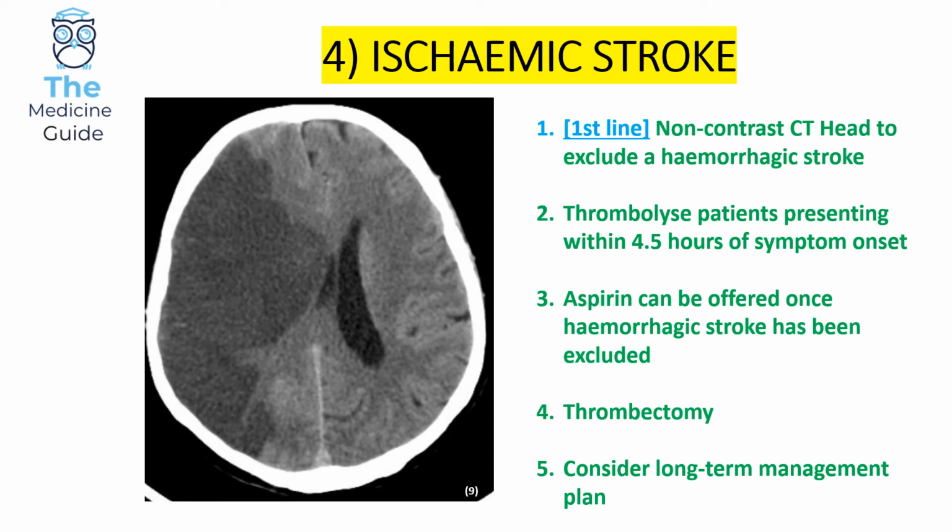A patient who is presenting with signs suggestive of an ischemic stroke firstly needs to have a non-contrast CT head as their first line investigation, and the whole point of performing the non-contrast CT head is to exclude a hemorrhagic stroke. Then we need to thrombolyse patients who are presenting within 4.5 hours of the symptom onset. Now, once the hemorrhagic stroke has been excluded, these patients can receive aspirin if it's an ischemic stroke. So just to clarify, once the hemorrhagic stroke has been excluded, the patient can receive aspirin.